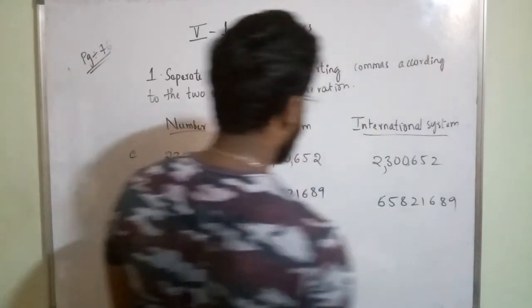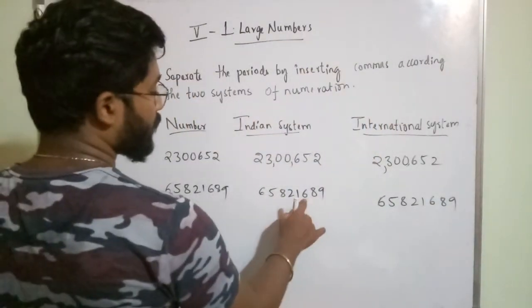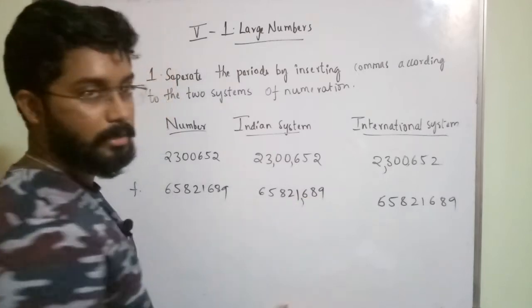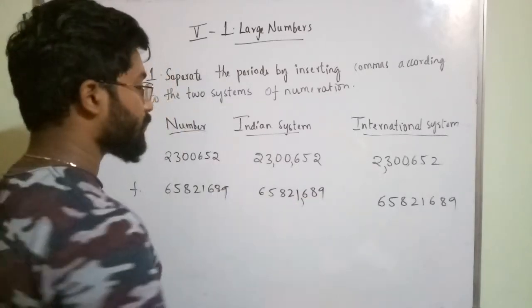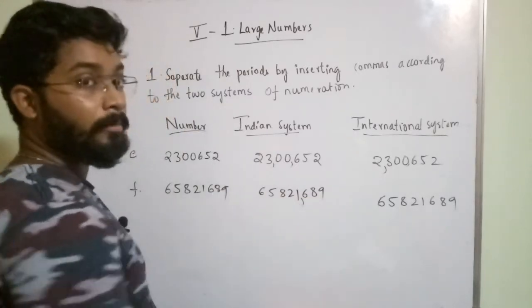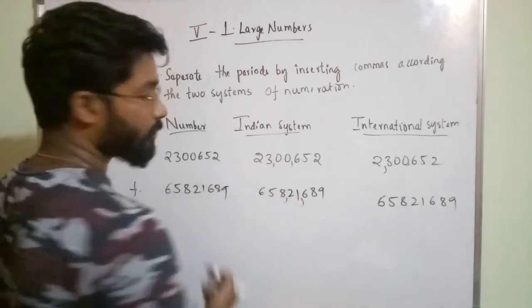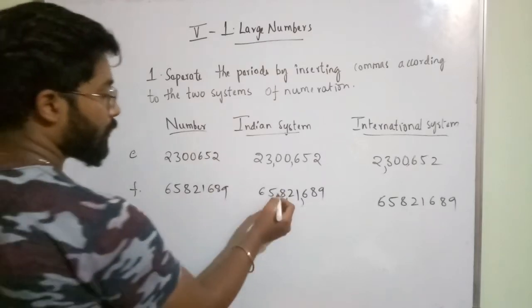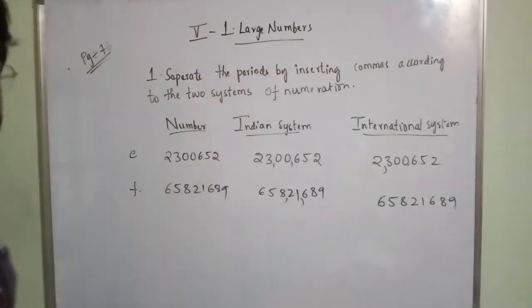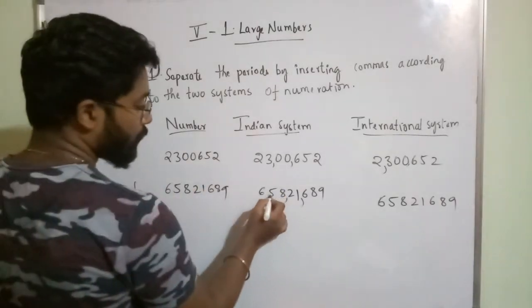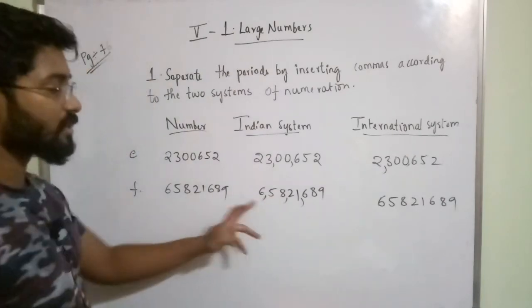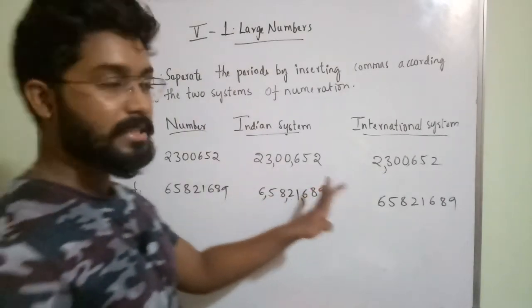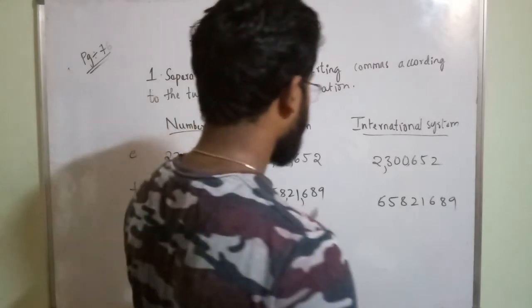65821689, clear. So what you have to do: after 3 digits you have to put one comma, because the ones period has 3 digits. In the thousands period, how many digits are there? 2 digits. So after 2 digits you have to put one comma. After thousands, what do you get? Lakhs. In the lakhs period in the Indian system, how many digits will be there? 2 digits. So after these 2 digits you have to put one comma. 6 crore 58 lakh 21,689 is the number in the Indian system.